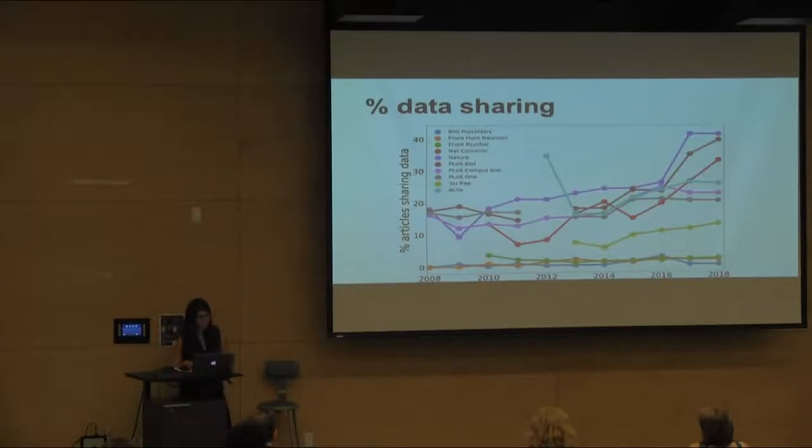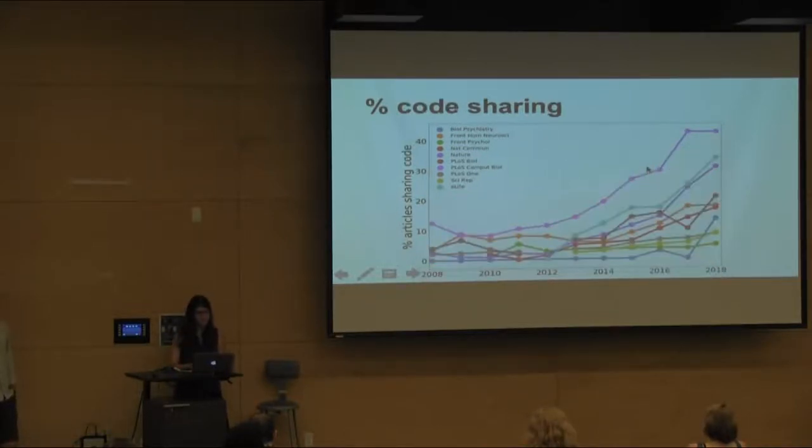We can see that the trends are getting better. Those are 10 different journals that we chose because we had enough data from them and we know about them, pretty much. So you can see that sharing data increased over time. Also code sharing, even more.